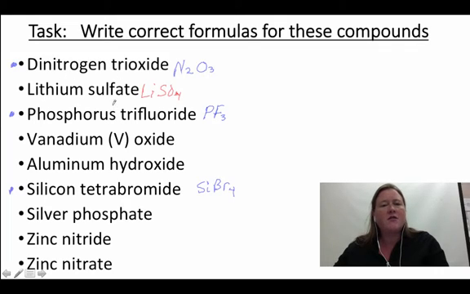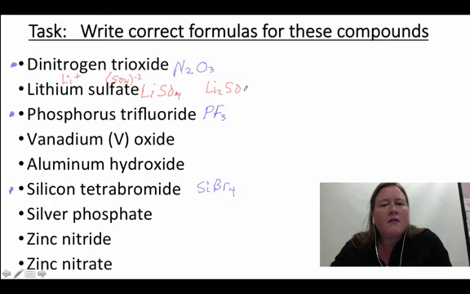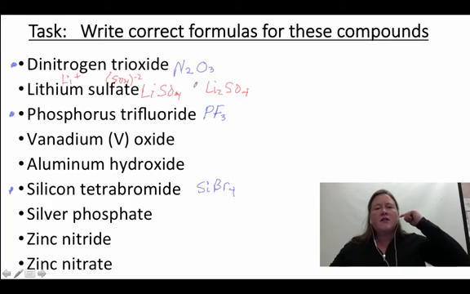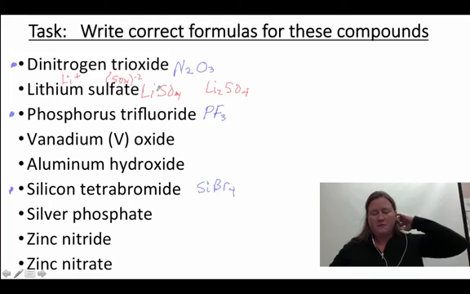You have to put a little bit more effort into coming up with the formulas by writing the charges of each of the ions. There's not a lot of room here above, but lithium has a +1 charge. Sulfate is SO4 with a -2 charge. So when we come up with the formula, we have Li2SO4.